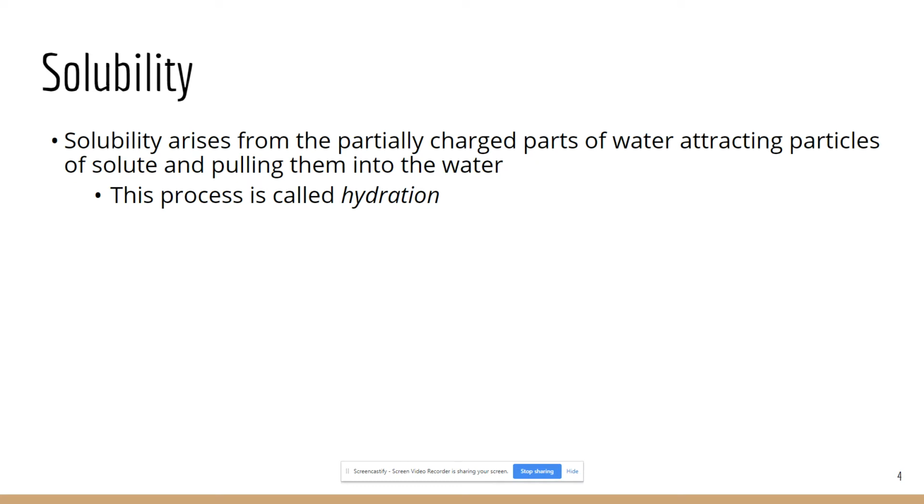So we're talking about when typically water is going to be our solvent for just about everything in this chapter. And water will pull compounds apart, and that will cause them to dissolve. This is called hydration. All it means is just dissolving in water.